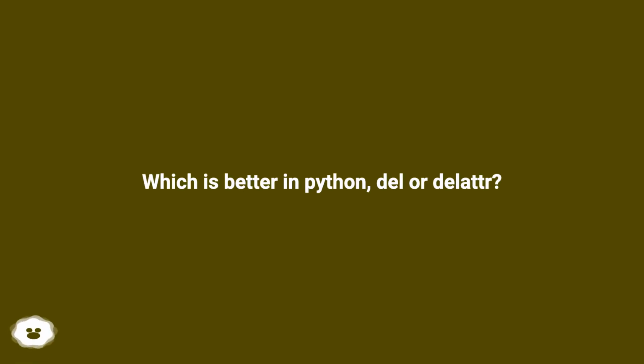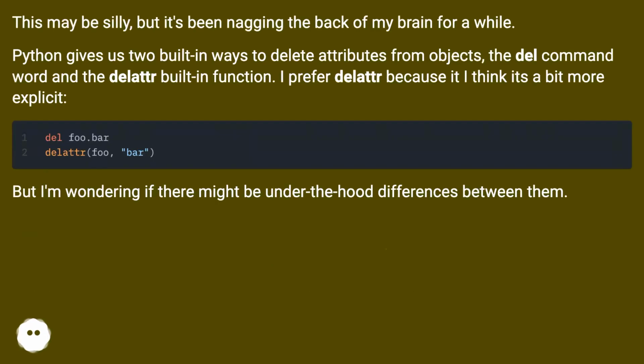Which is better in Python, del or delattr? This may be silly, but it's been nagging the back of my brain for a while. Python gives us two built-in ways to delete attributes from objects, the del command word and the delattr built-in function. I prefer delattr because I think it's a bit more explicit. But I'm wondering if there might be under-the-hood differences between them.